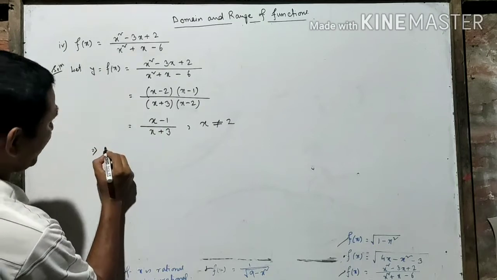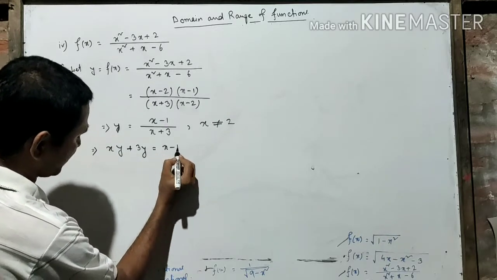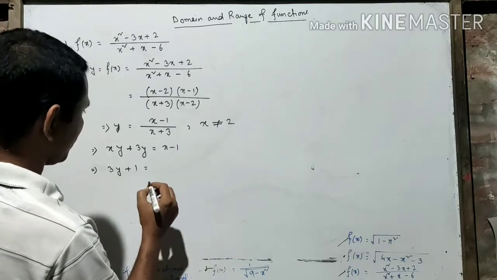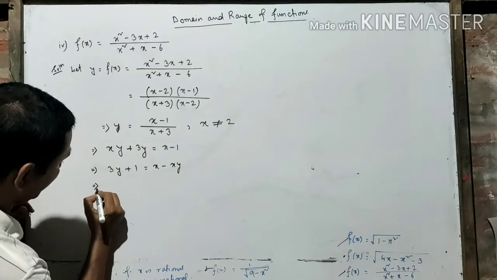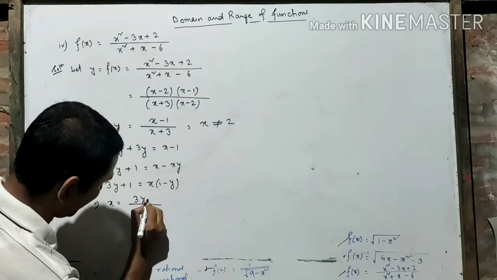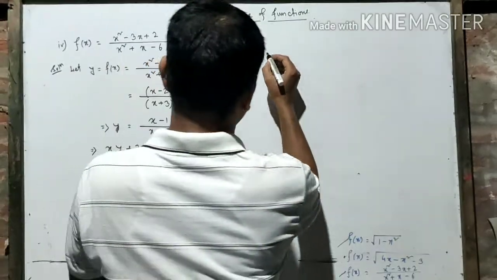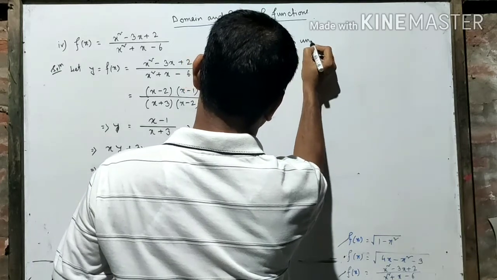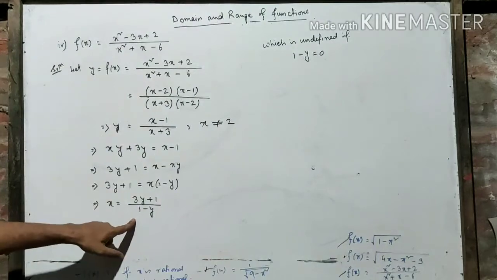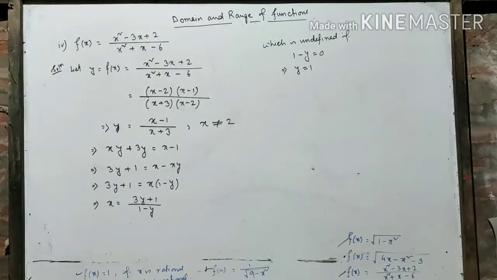So let us cross multiply to find the value of x. xy plus 3y is equal to x minus 1. So thrice y plus 1 equal to x minus xy. This implies 3y plus 1 equal to x into (1 minus y). This implies x equal to (3y plus 1) by (1 minus y). No radical sign is here, so this will be undefined only when the denominator is 0. What is the denominator here? 1 minus y. If 1 minus y equal to 0, then the function will be undefined. This implies y equal to 1. So the function becomes undefined whenever y takes the value 1.